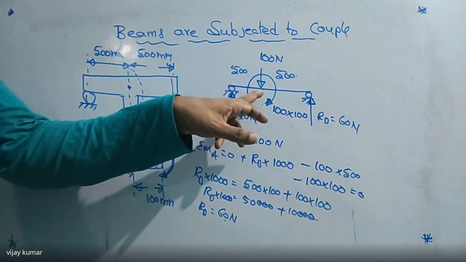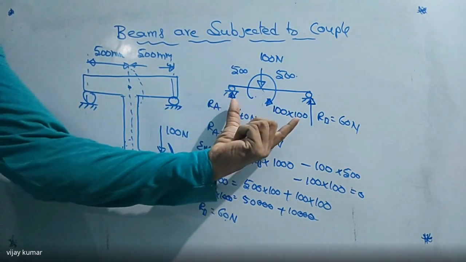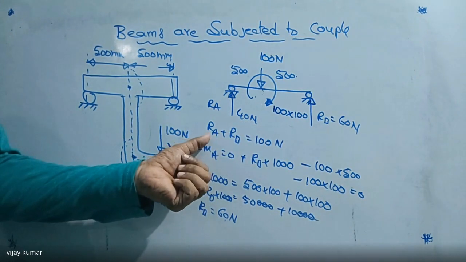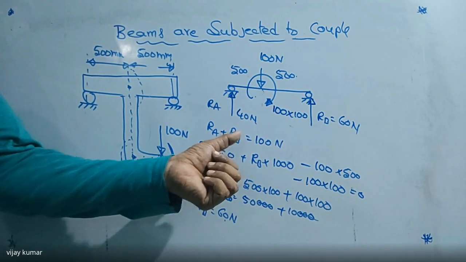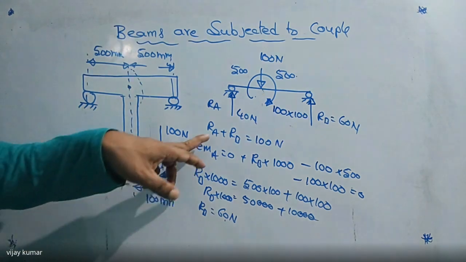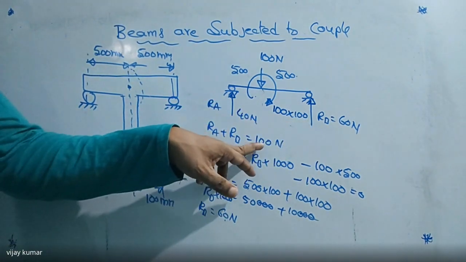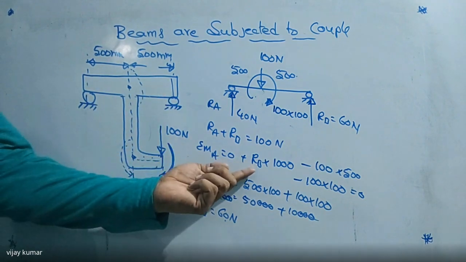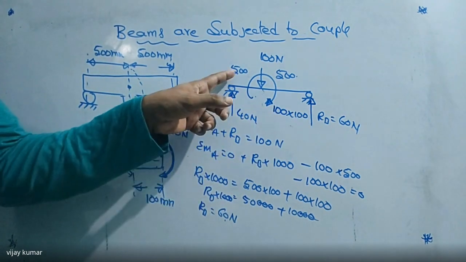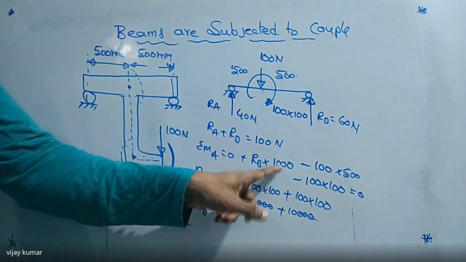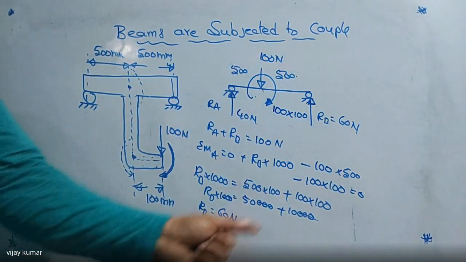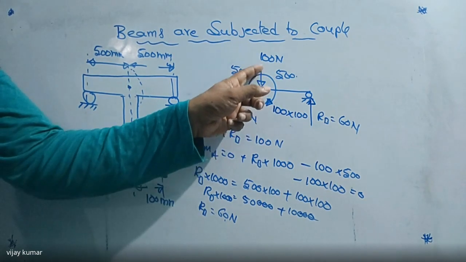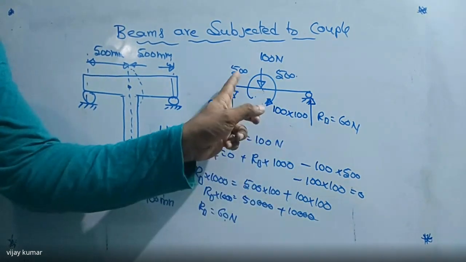So at the center of the beam, this is the free body diagram. Then we can apply the same principle: the sum of the upward forces is equal to the sum of the downward forces. Then we get RA plus RB is equal to 100. Then take moment about any point equal to 0. We take RB into the total distance, 500 plus 500, which is moving in the upward direction. Minus means this 100 is moving in the downward direction, that's why it is negative, 100 into 500.